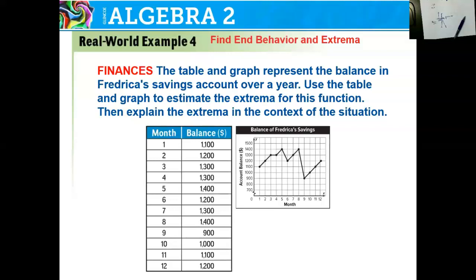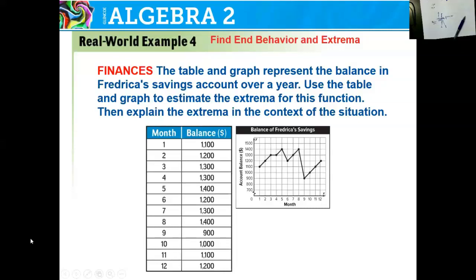Okay, so here we have a real-world example. It says the table and the graph represent the balance in Federica's savings account over a year. Use the table and graph to estimate the extrema for this function, then explain the extrema in the context of this situation. So once again, we're looking for extrema, and extrema is the points where our graph is increasing and then begins to decrease, or it's decreasing and then begins to increase. So looking at this graph, I see three extrema points.